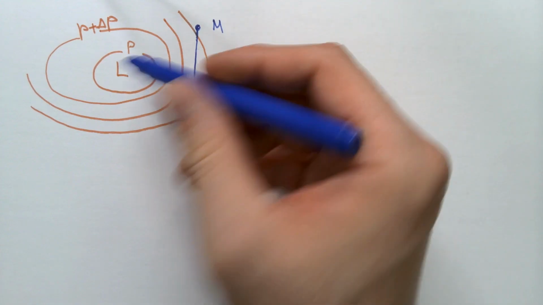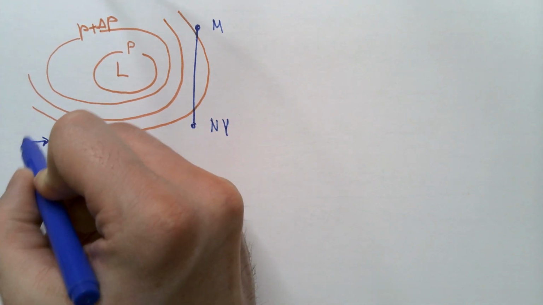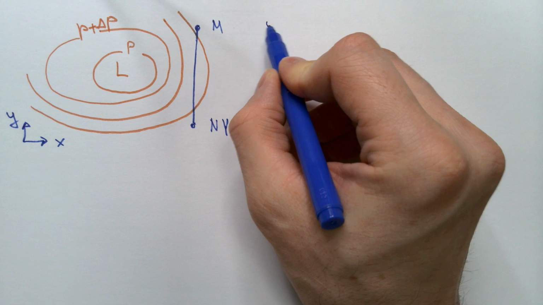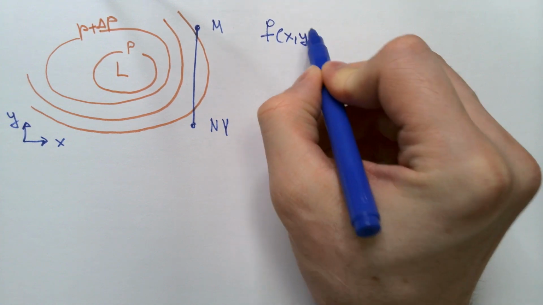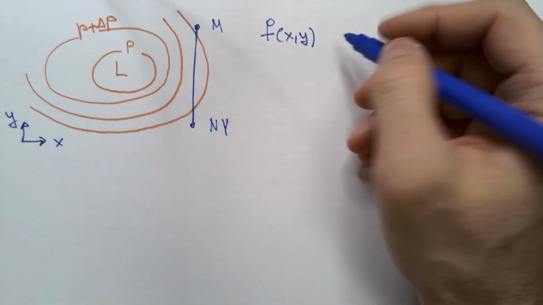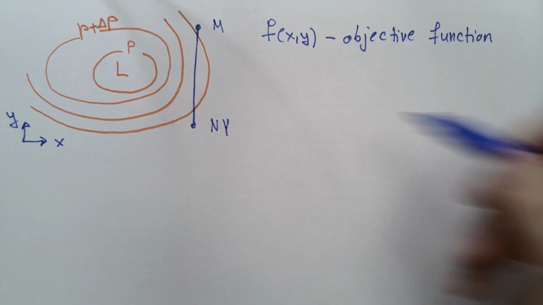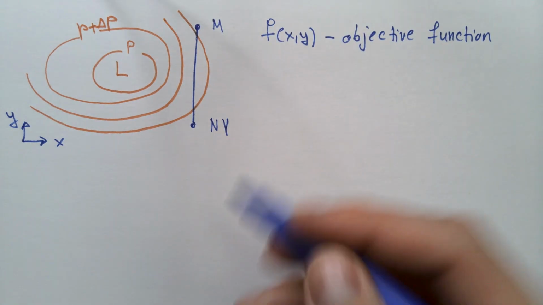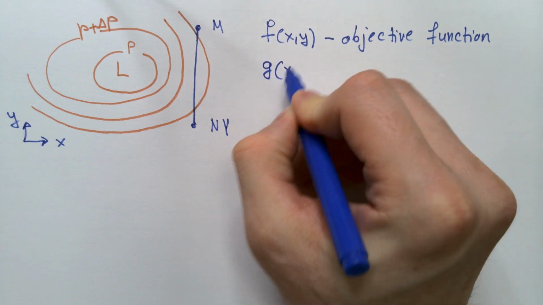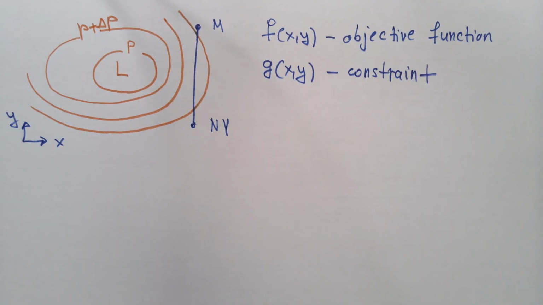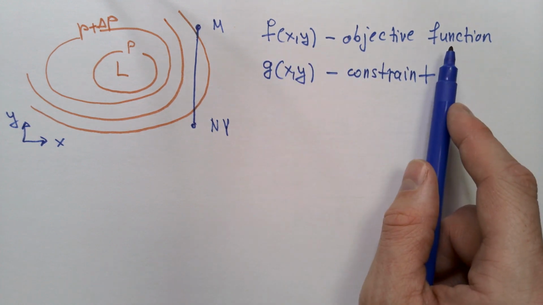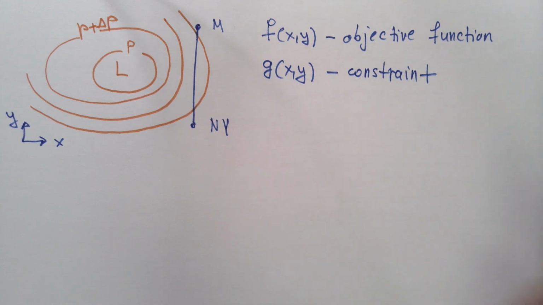So the pressure field as a function of spatial coordinates x and y is the function for which we want to find the minimum, and let us call that function f of x, y, and we usually call that function the objective function. This straight line is the so-called constraint, and let's call that function g of x and y. So the question is, find the minimum of the objective function given the constraint g of x and y.